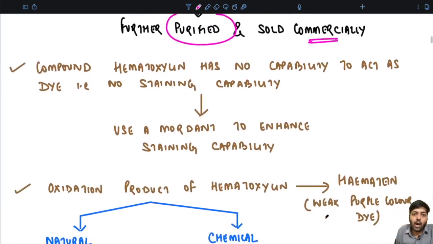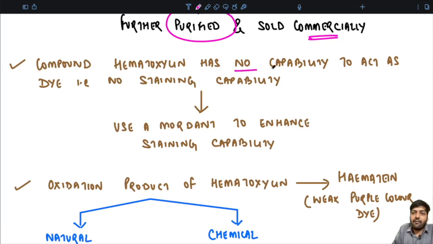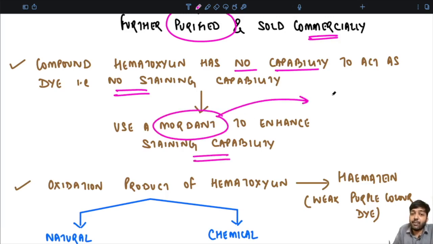Basically, the compound hematoxylin itself has no capability to act as a dye. That is, it does not have any staining capability. Yes, you have heard it right, it does not have any staining capability. So you have to use a mordant to enhance the staining capability. I hope you have seen my previous lecture wherein I discussed in detail what a mordant is. I hope you remember what a mordant is, okay? That is also an important exam question. We will discuss what different kinds of mordants we use with hematoxylin to improve its staining ability.